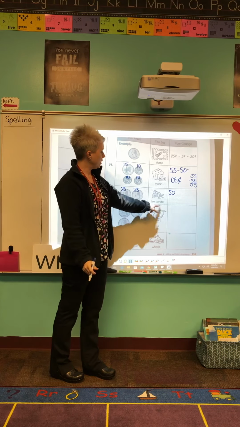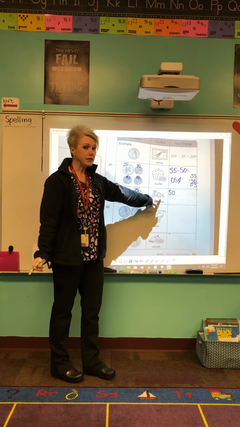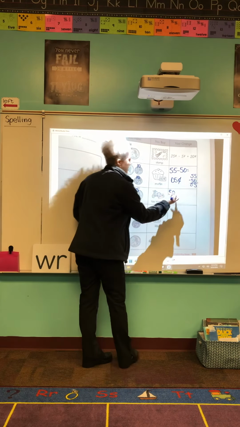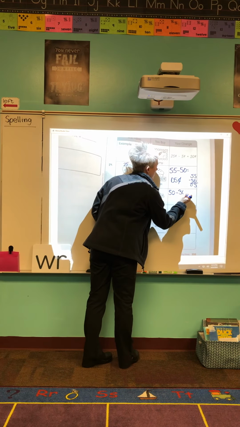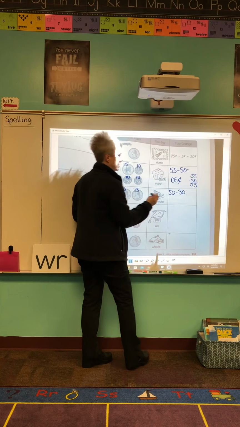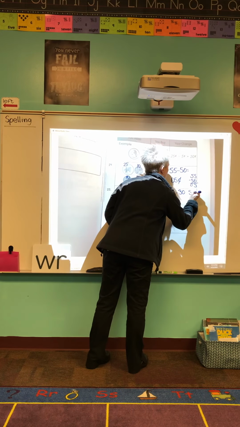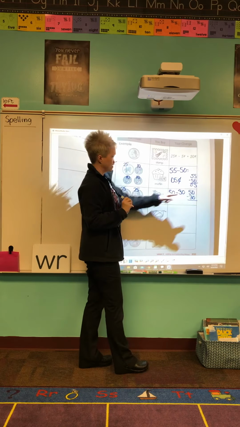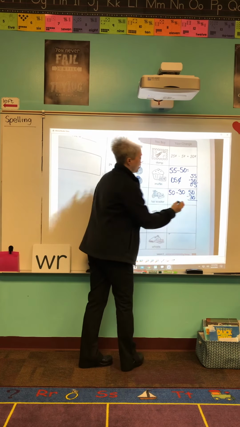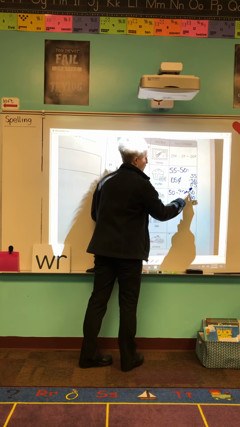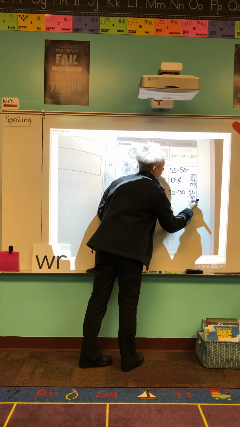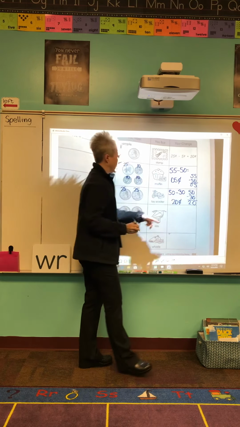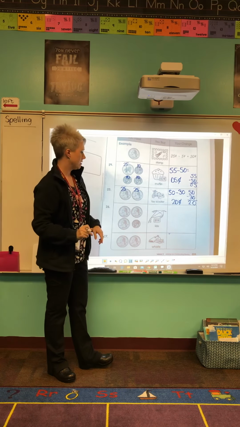We buy a toy scooter for 30 cents. So we're going to take that away. 50 minus 30. Okay, if you want to stack it, you can stack it. 0 take away 0 is 0. 5 take away 3 is 2. Our change is 20 cents.